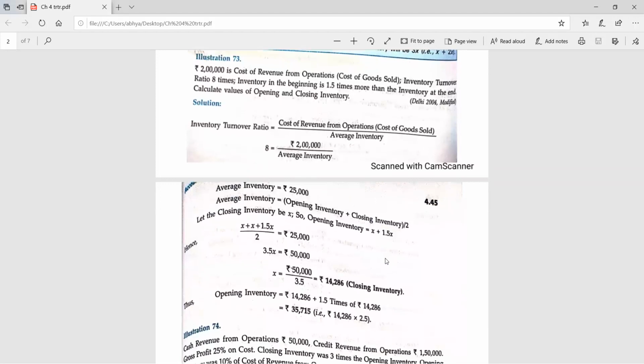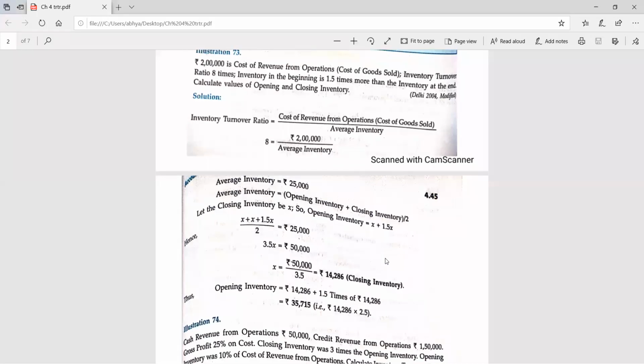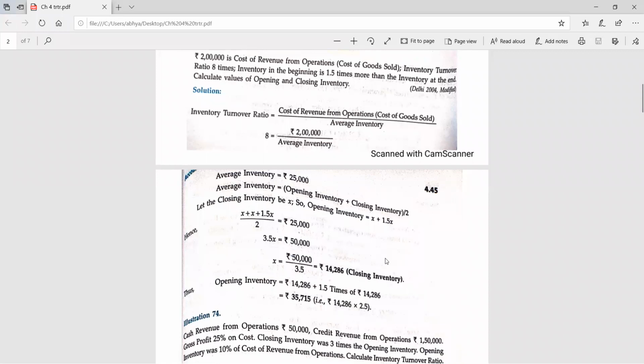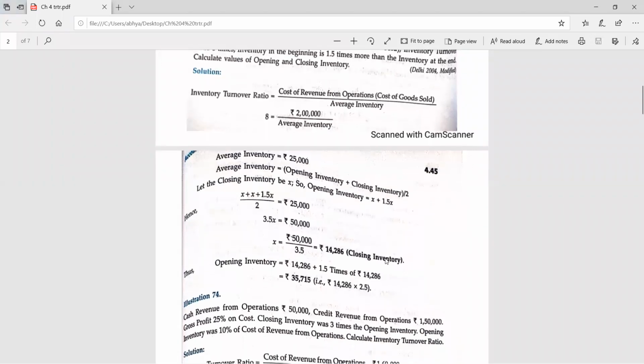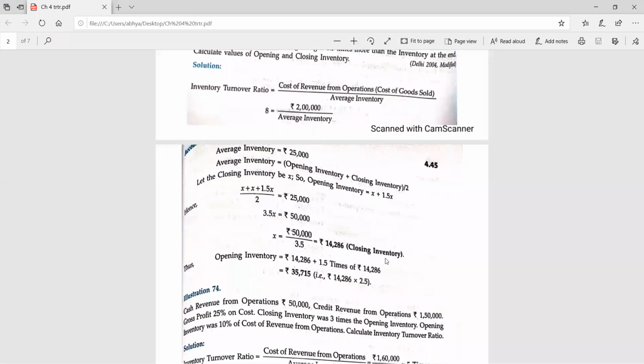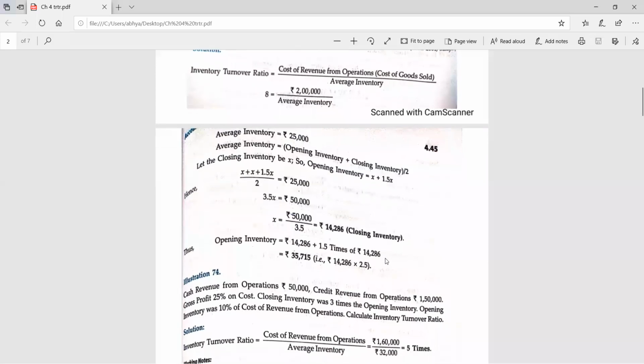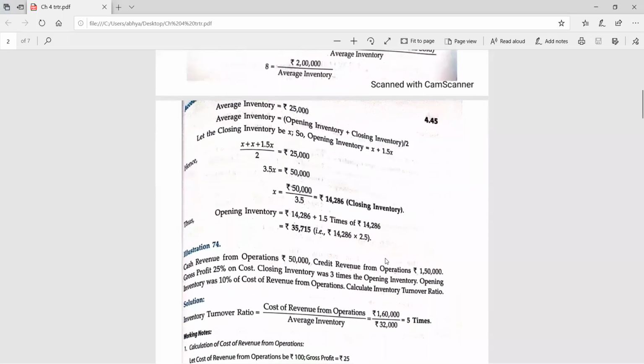Then x is equal to 50,000 upon 3.5, which is equal to 14,286 approx. If it is coming in points, then you have to remove the points by doing the approximation. Then opening inventory is 1.5 times of this plus x. The equation for the opening inventory was x plus 1.5x. Now put the value of x in the above equation and you will find the answer, which is 35,715. Tell me whose answer is correct.